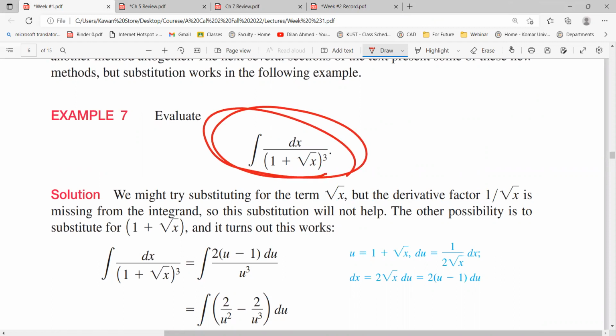How about that example? How do we solve that one? We should use the idea of example 6 in chapter 5. We cannot solve that one. The integral of 1 over (1 plus square root of x), all of them with power 3, dx. So any idea to solve that one?